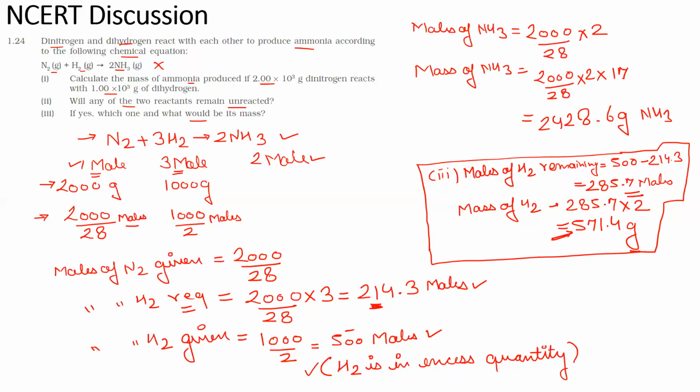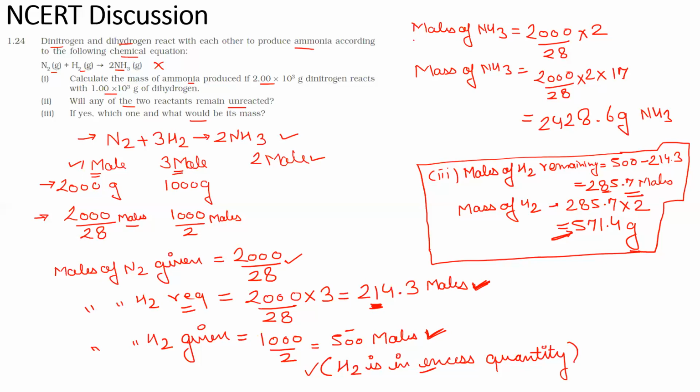Since 1 mole of N2 reacts with 3 moles of H2, the moles of H2 required for reaction will be 2000 by 28 into 3, which will be equal to 214.3 moles. So these many moles of hydrogen will react with the given amount of nitrogen. The moles of H2 given to us are 500 moles. So we concluded that out of these 500 moles, only 214.3 moles will react. The rest, these 285.7 moles, will be left. They will not react as N2 will be finished. So H2 is there in excess quantity.